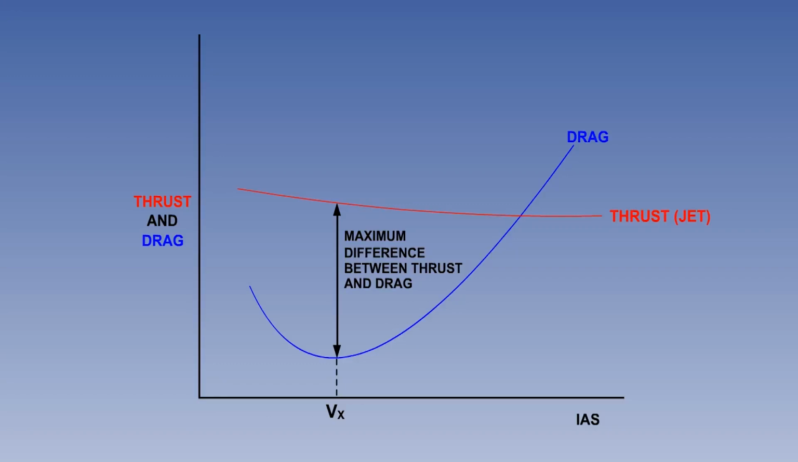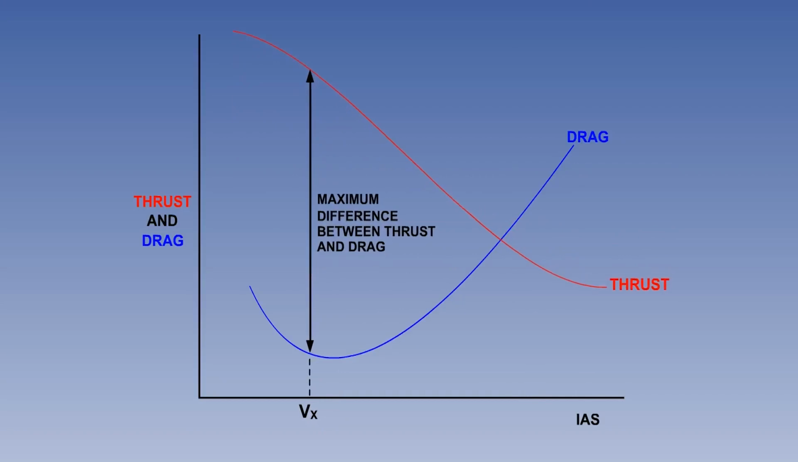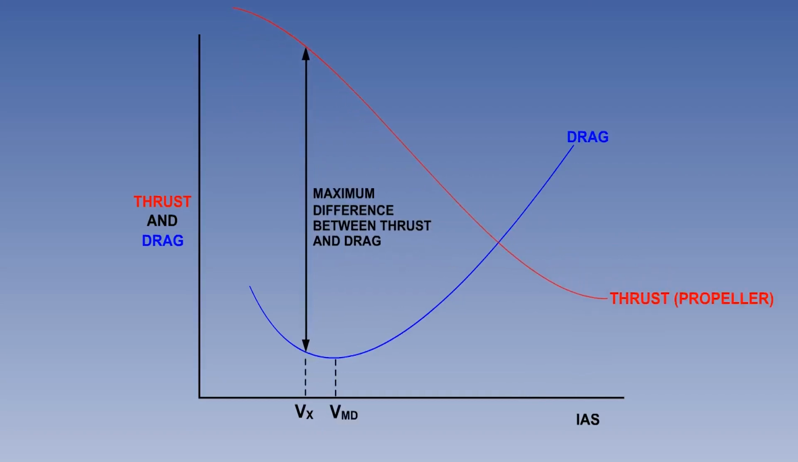This graph shows the variation of thrust with speed for a jet aircraft, where thrust is fairly constant with speed. And Vx is close to or coincident with Vmd. With a propeller-driven aircraft, where thrust decreases with speed, the maximum difference will usually occur at a speed below Vmd.